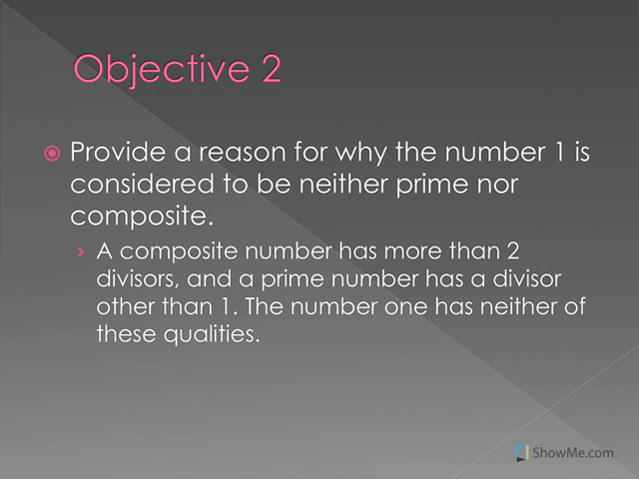In Objective 2, we learned that a composite number has more than 2 divisors and a prime number has no divisor other than 1. The number 1 has neither of these qualities. Therefore, it can't be considered prime or composite.